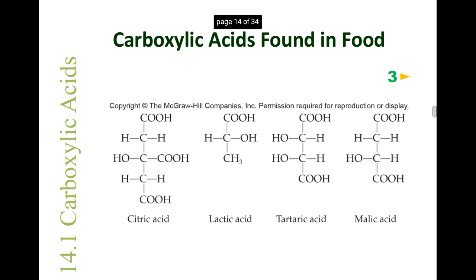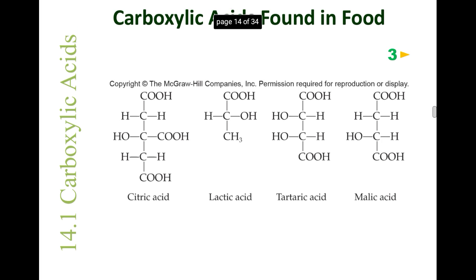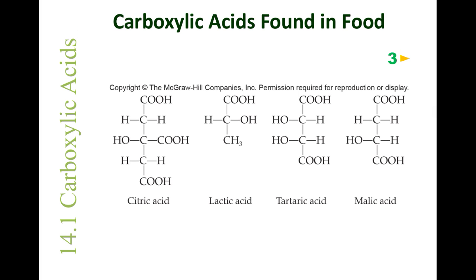All right, carboxylic acids found in food. Here are some of the ones I just mentioned on the previous slide. You don't have to memorize the structure of these carboxylic acids at all, but you can see that citric acid has a carboxyl group here, here, and here, there's one in lactic acid, there's two in tartaric acid, and there's two in malic acid.